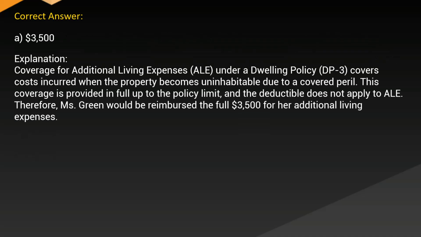Correct answer: A. $3,500. Explanation: Coverage for additional living expenses (ALE) under dwelling policy DP-3 covers costs incurred when the property becomes uninhabitable due to a covered peril. This coverage is provided in full up to the policy limit, and the deductible does not apply to ALE. Therefore, Ms. Green would be reimbursed the full $3,500 for her additional living expenses.